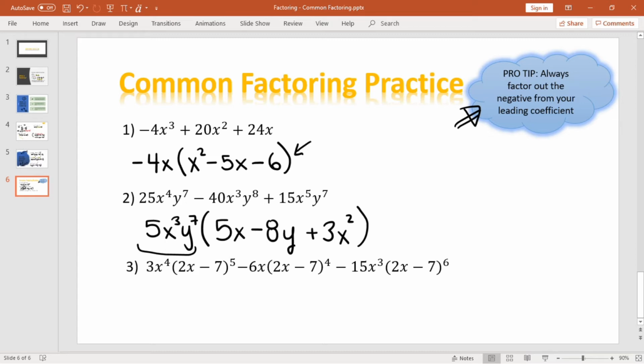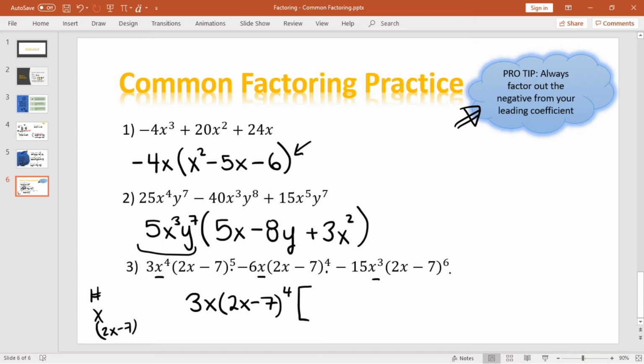All right, in our last example, we have numbers, we have x's, and we have 2x minus 7's. So those are our three things that we can consider factoring out. 3, 6, 15, all divisible by 3. x^4, x cubed, lowest power is x. And we have a binomial, so I'll just write it down because it's in all of them, so I know I'm taking it out. To the power of 5, to the power of 4, and to the power of 6, so I can take out 4. I'm going to use square brackets, doesn't matter, just trying to make it a little clearer.